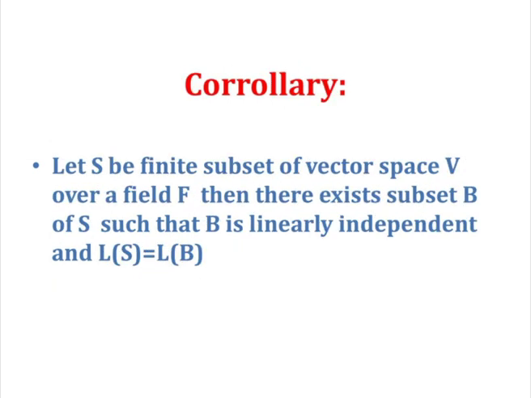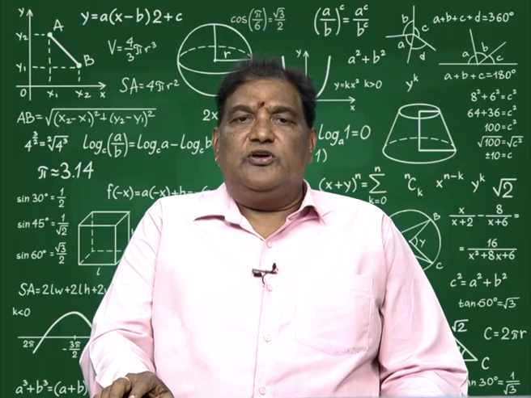Corollary. What is a corollary? A corollary is a sub-theorem of the main theorem. Let S be a finite subset of a vector space V over a field F. Then there exists a subset B of S such that B is linearly independent and L of S equal to L of B. Proof: this is a simple consequence of the above result.